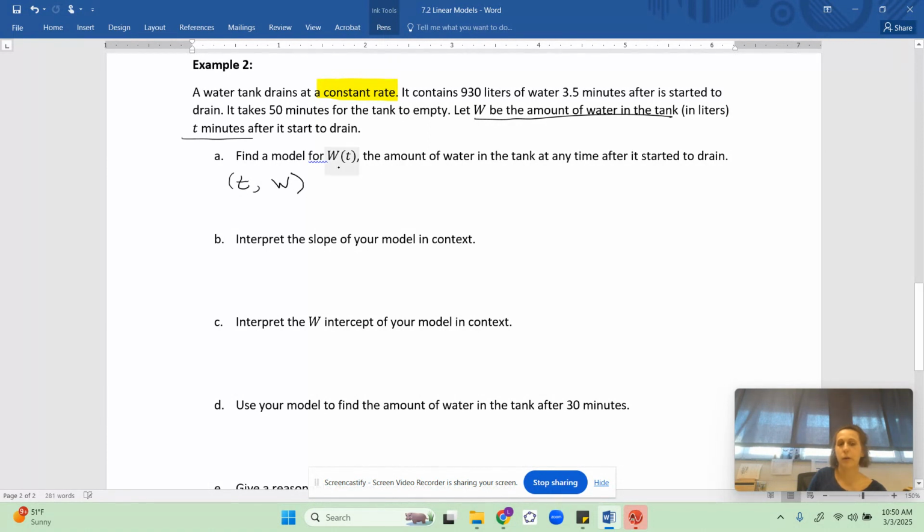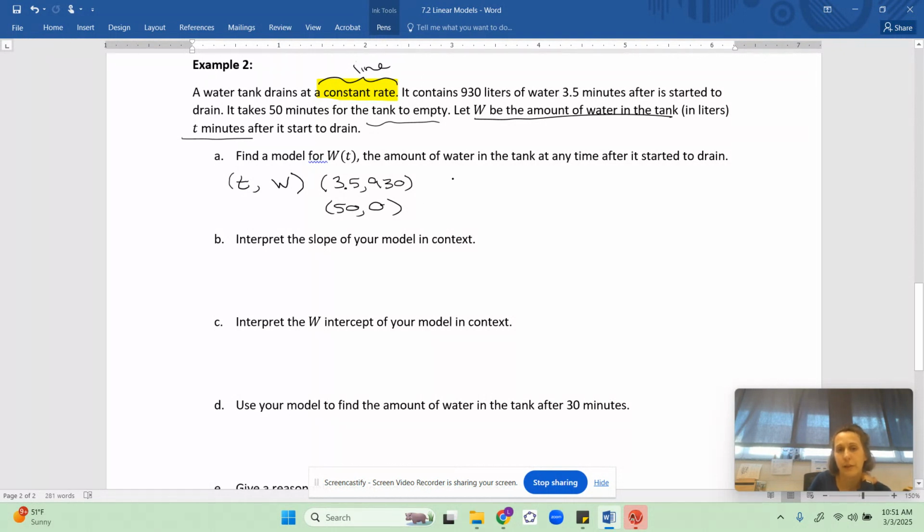So if we want to write a model, we want to write the equation for that line. And again, I know it's a line because of that constant rate. To write the equation of a line, I probably want to know two points. Well, I know 3.5 minutes, I have 930 liters. And after 50 minutes, the problem tells me it's empty, so that means I have 0 liters. So I have (3.5, 930) and (50, 0).